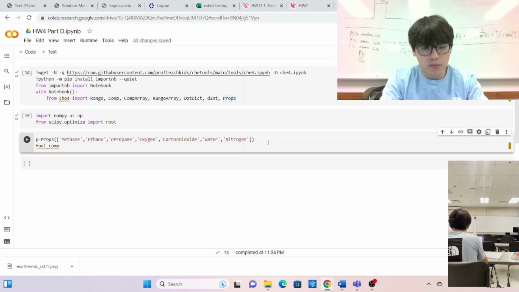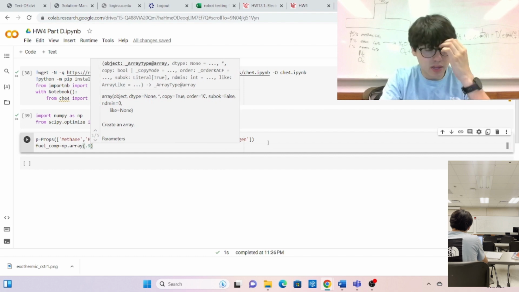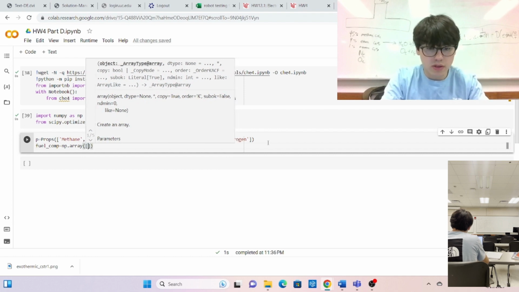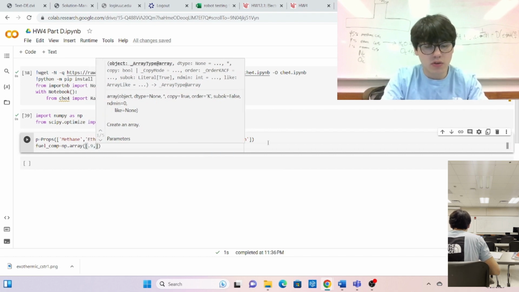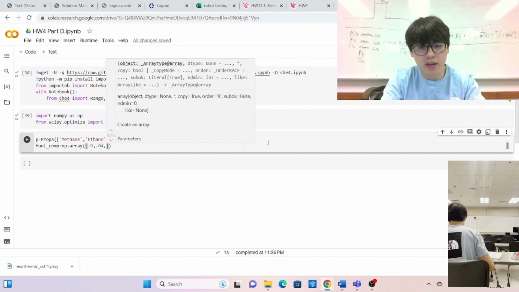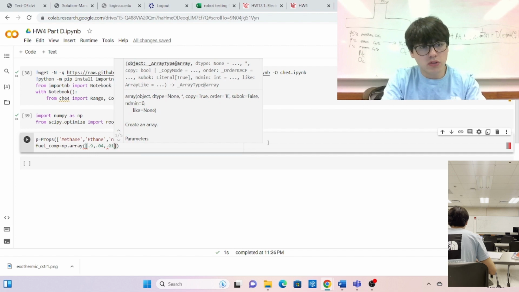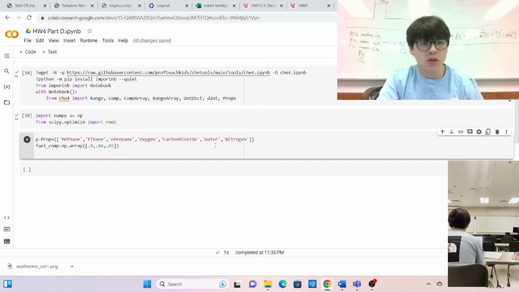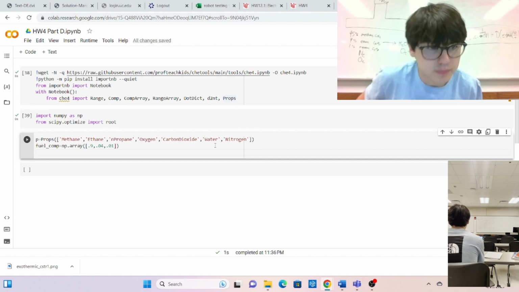So our fuel comp is going to be np.array. We had 95% methane, 0.04 or 4% of ethane, and 0.01 of propane there.